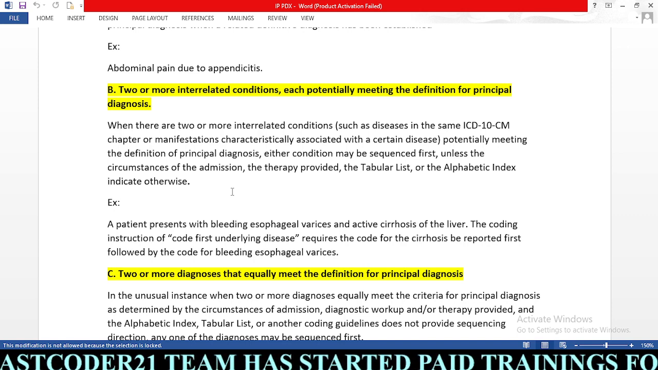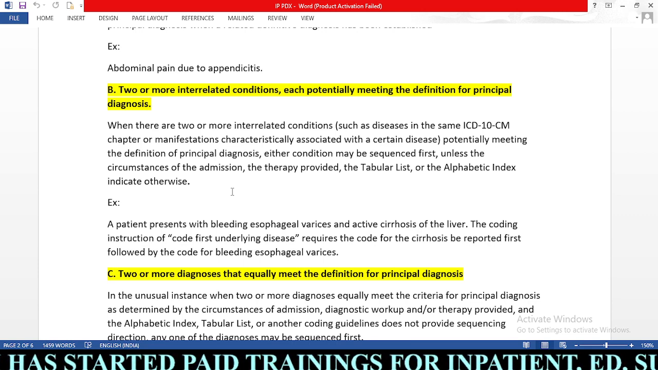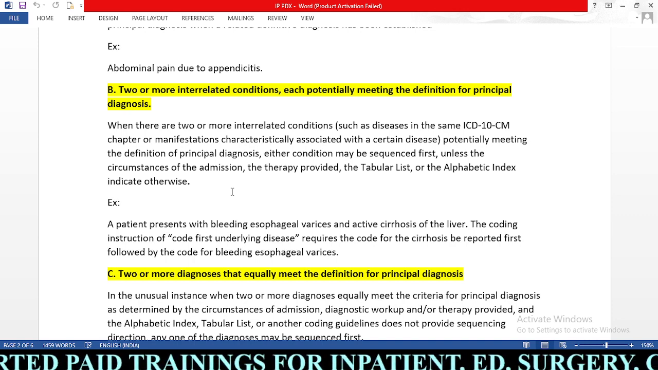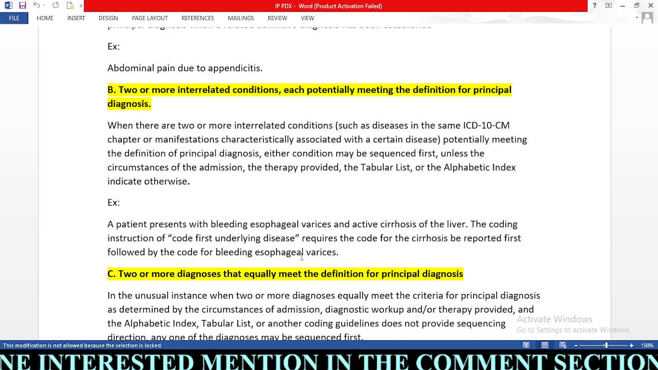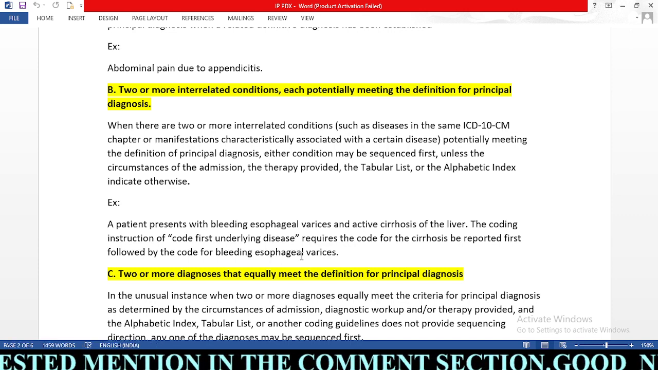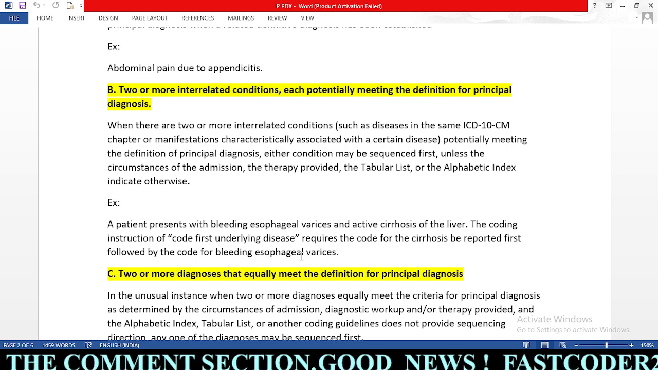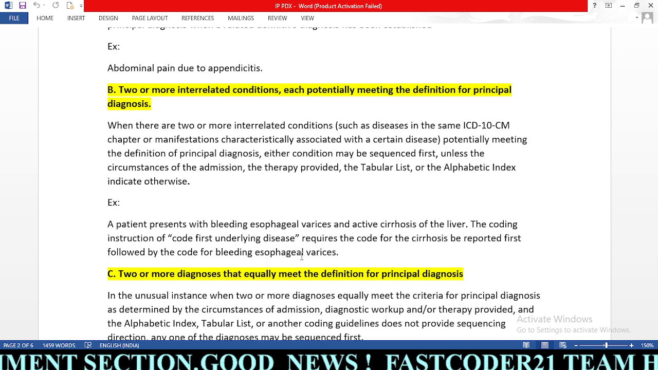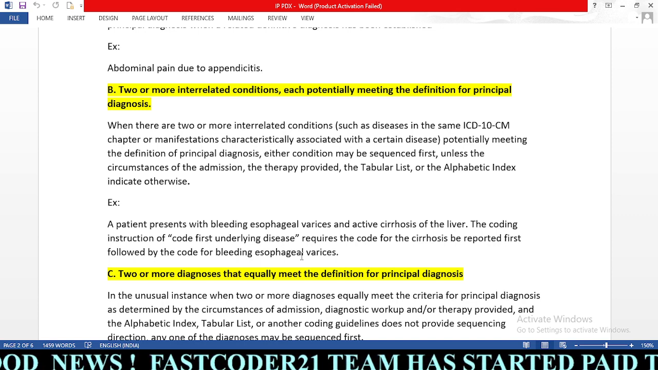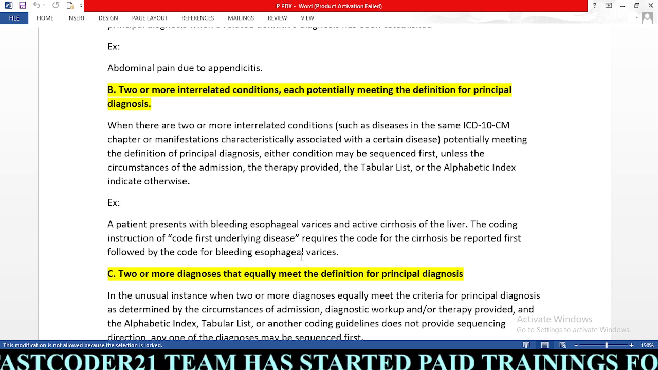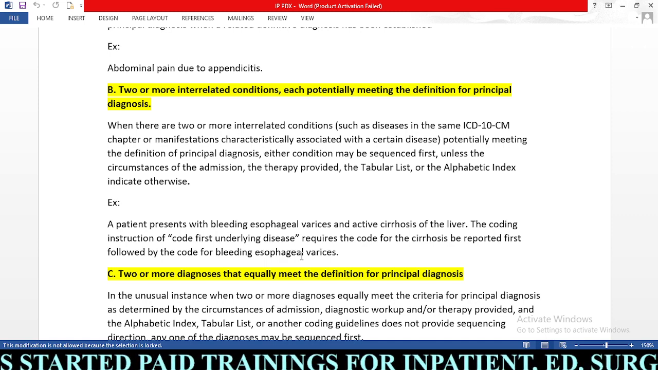So here we have one example. A patient presents with bleeding esophageal varices and active cirrhosis of the liver. The coding instruction of code first underlying disease requires the code for the cirrhosis be reported first, followed by the code for bleeding esophageal varices. So, even though these are interrelated conditions, they equally meet the definition of principal diagnosis. We need to code the cirrhosis first because the ICD-10-CM index indicates sequencing. So, codes assigned are K74.60 cirrhosis of the liver and I85.11 bleeding esophageal varices as the second code. So, whenever we code two or more interrelated conditions, we need to follow the alphabetic index and tabular list, and we need to find the sequencing decision.